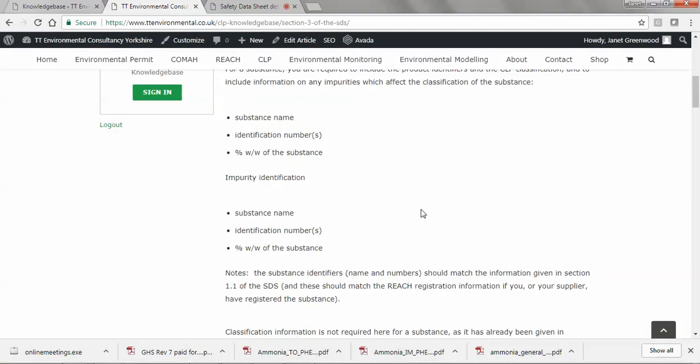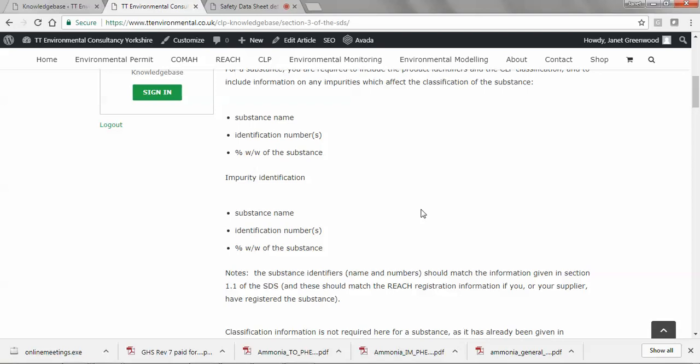For a substance, you're going to have your substance name, your identification number or numbers, so your CAS number, your EC number, because an EC number can be EINECS or ELINCS or NLP. ELINCS, which is NLP, sorry, no longer polymer, and the percent weight of the substance. If you've got any impurities, you should also identify them here. The impurities that you identify are those which affect the classification of the substance. Or equally, if they are perhaps sensitizing impurities, if they've got some other hazard that you want to communicate the risk of to your end user.